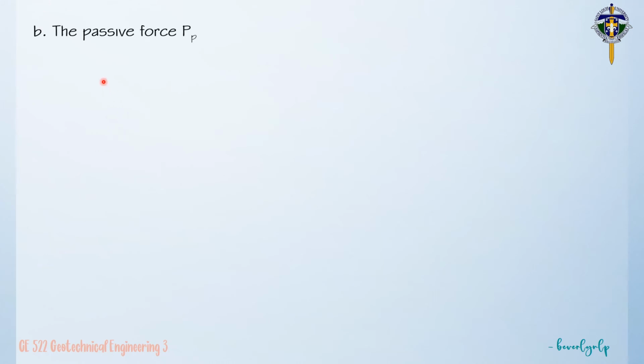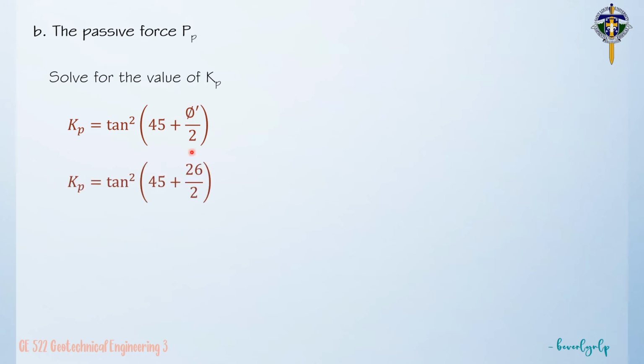Next, we now go to part B, which is what is the passive force. We shall be following the same procedure. First, we have to solve for the value of the coefficient of the passive earth pressure. P stands for passive, and K_P is equal to tangent squared of the quantity 45 plus the angle of friction divided by 2. The angle of friction is given to be 26, and substituting it, we come up with a coefficient of passive earth pressure of 2.561.